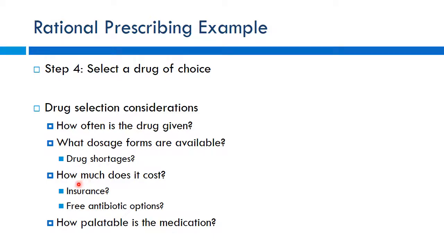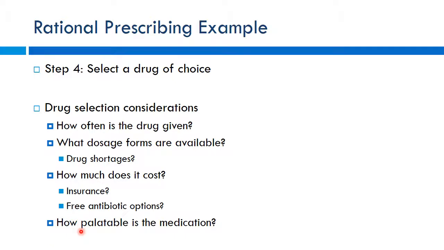How much does the drug cost? Does the patient have insurance? Are they on Medicaid? They can get pretty much anything. Are there free antibiotic options? Can they go to Publix or Walmart? You guys will probably have lists, or at least know as you start to practice, these are the places where you can get cheap drugs, right? So that can be very useful to know.